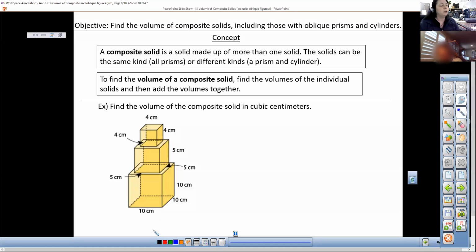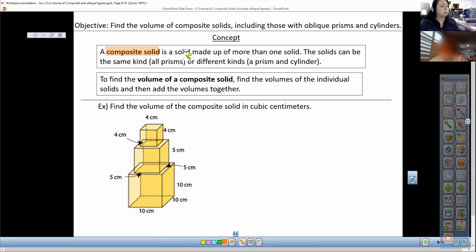All right, so we have finished the portion of this lesson where we're dealing with oblique prisms and cylinders. And now we're going to move into the composite solids or composite figures. So here's our definition of a composite solid. It's a solid that's made up of more than one solid.